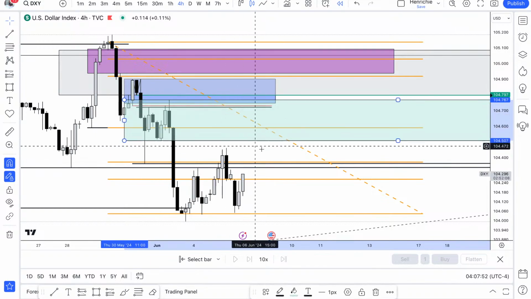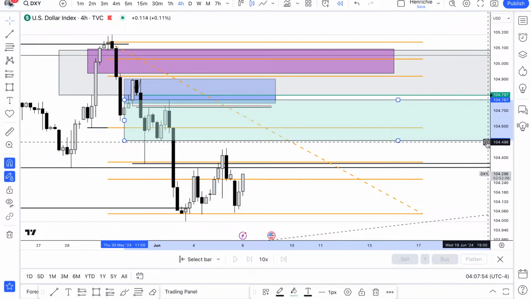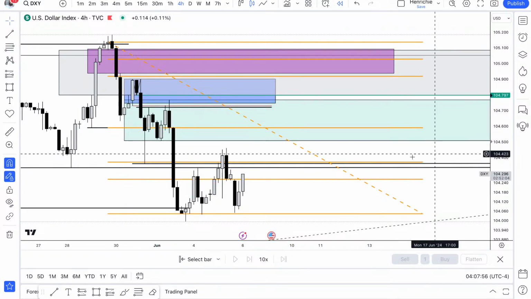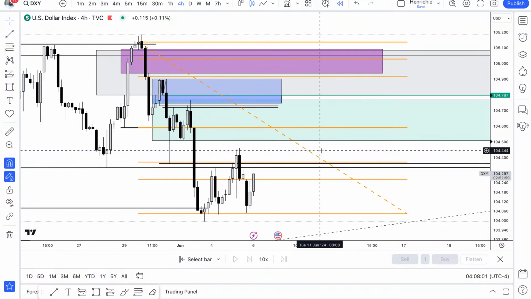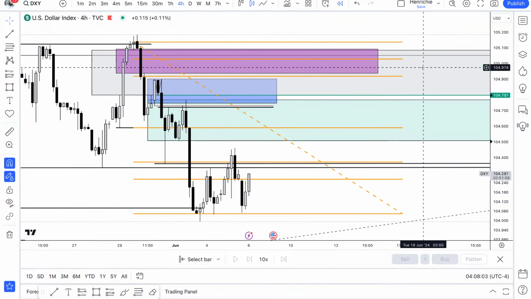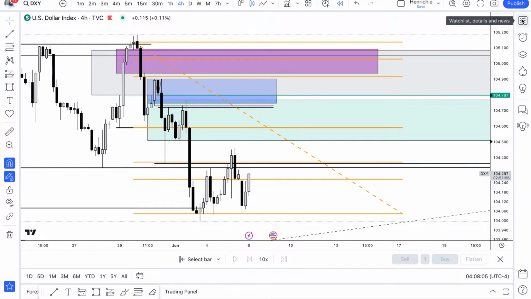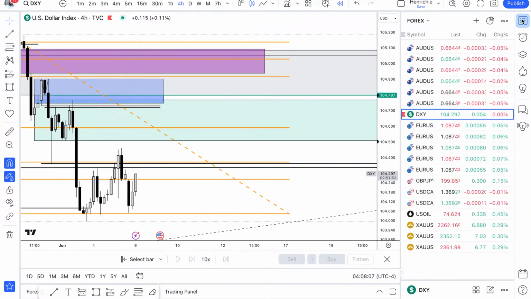So potentially, if we see price retest this key level, that is the only time we'll be looking for a potential sell on the dollar and a potential buy on the foreign currency. So this is what I'm watching on the dollar. We're still going to look at the foreign currencies as well to see what the foreign currencies are doing as well.